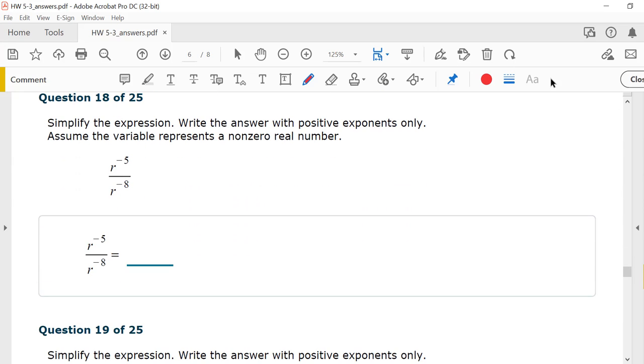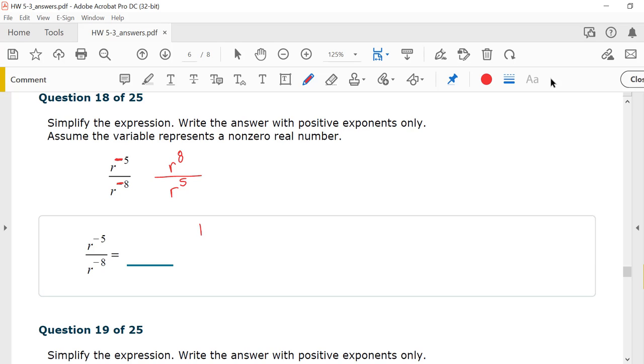Number 18. I am going to take care of the negative exponents first. So to take care of r to the negative 5, that goes in the denominator as r to the positive 5. To take care of r to the negative 8 in the denominator, that becomes r to the positive 8 in the numerator.